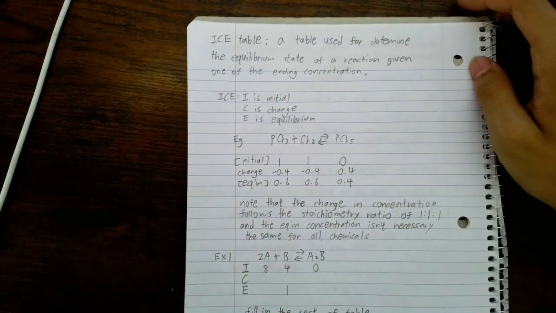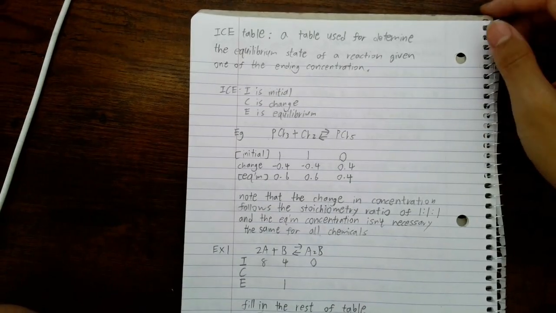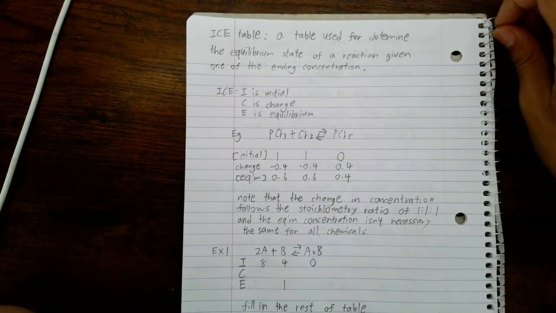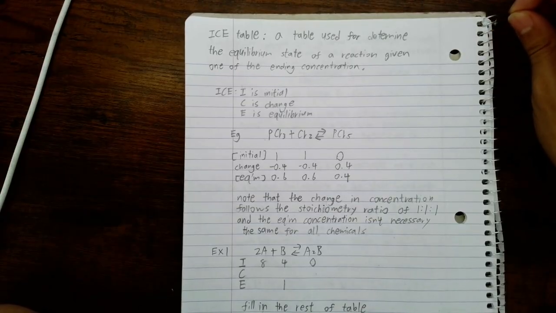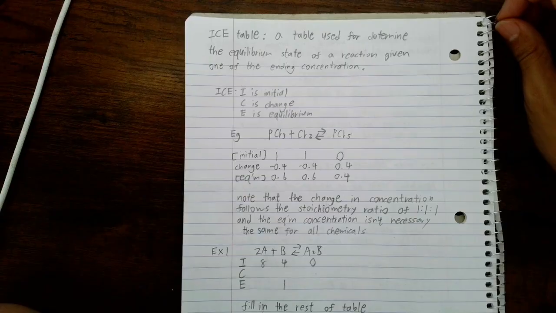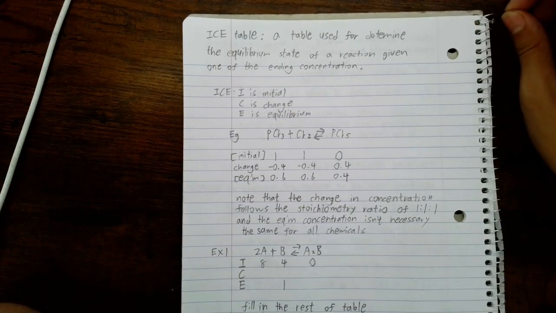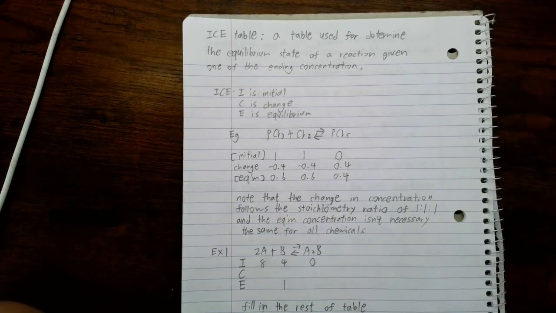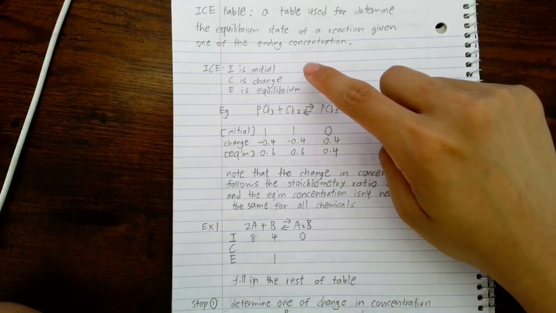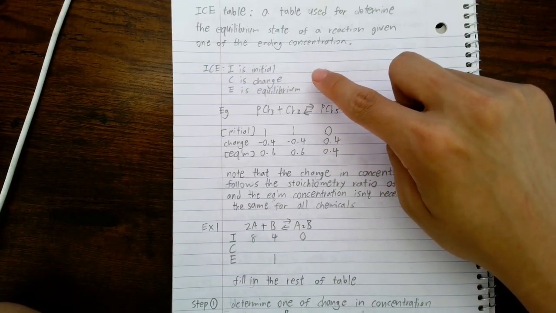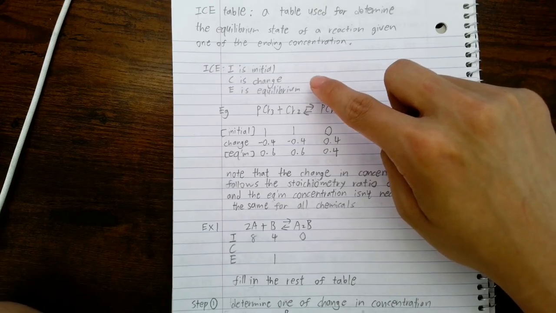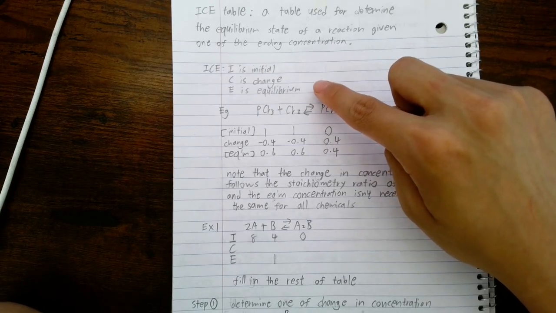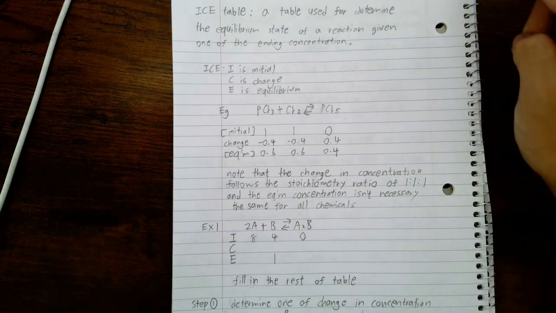Now let's talk about what an ICE table is. An ICE table is a table used to determine the equilibrium state of a reaction, given one of the final concentrations of either the product or the reactants. We need to fill out the rest of the table based on the information that we are given. In ICE, I stands for initial concentration, C stands for the change in concentration, and E stands for the equilibrium concentration of each substance.